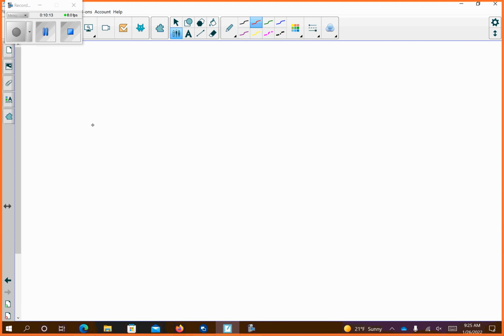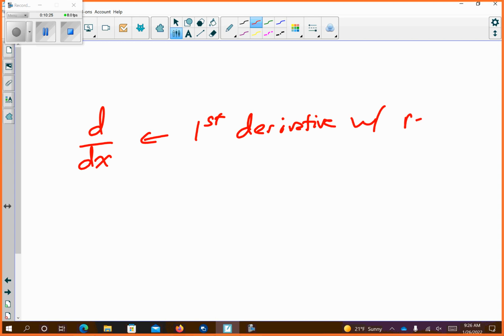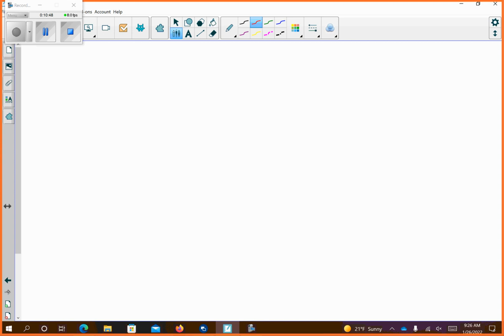So if you see something like d dx, this means you're doing the first derivative with respect to x. And I know that it's a way different thing than you've probably ever heard. If you've never taken pre-calc, you've probably never heard the term derivative. I'm not going to go into all the fundamentals of a derivative, but I'm going to show you an example.